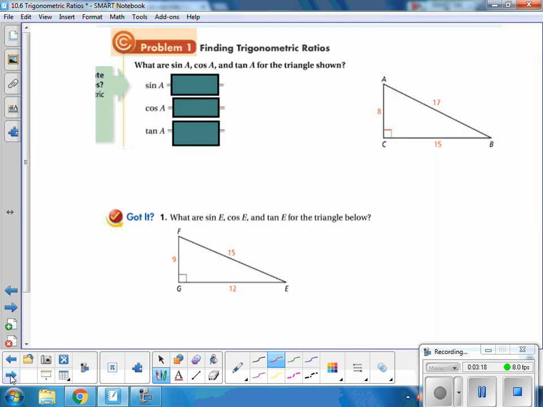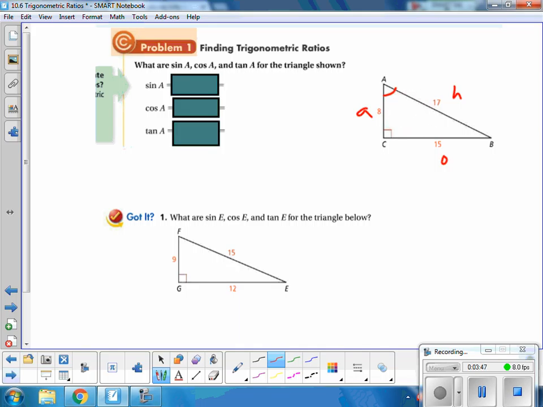Okay, finding trigonometric ratios. What are the sine of A, the cosine of A, and the tangent of A? Okay, so A is the one I'm working with, and I can see that this is going to be my hypotenuse, this right here is going to be my opposite, and this right here is going to be my adjacent. So I'm going to keep those handy. Keep an eye on those particular pieces as I'm referring to my ratios. So the sine of A.